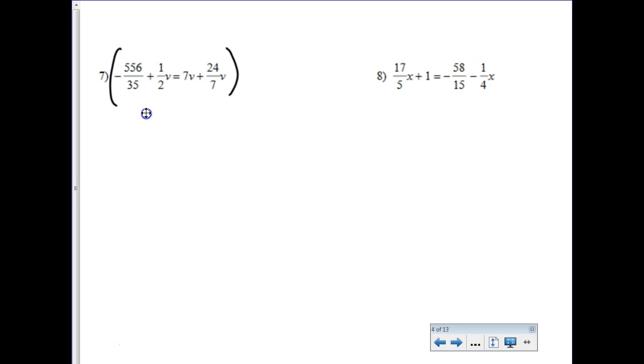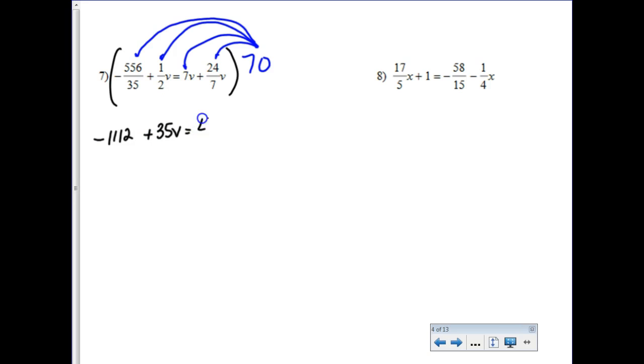If I incorporate the 2 into that, what if we go with 70 for our LCM? So everybody here is going to get multiplied by 70, including the things that don't look like fractions. So that 7v is still going to get multiplied by 70. Even I had to use my calculator on this next step, guys, because I was not thinking straight. So 70 times this fraction is negative 1112, and then plus 35v equals 490v plus 240v.